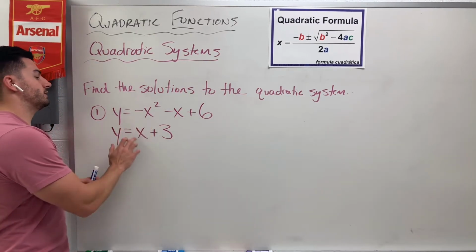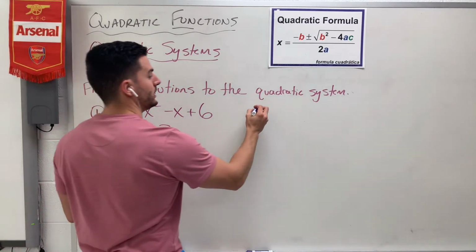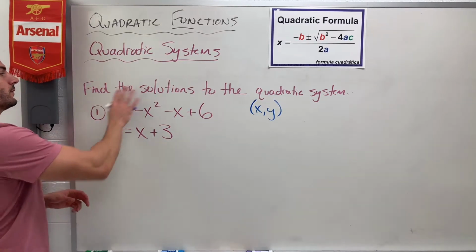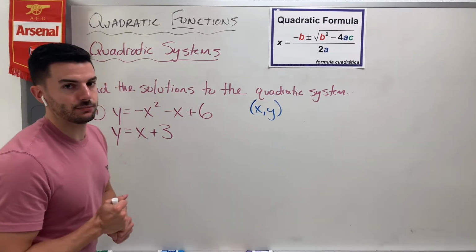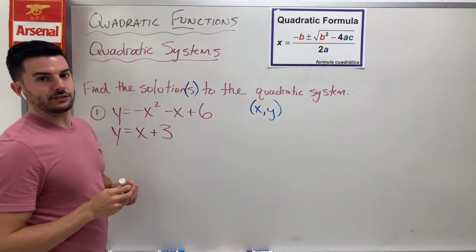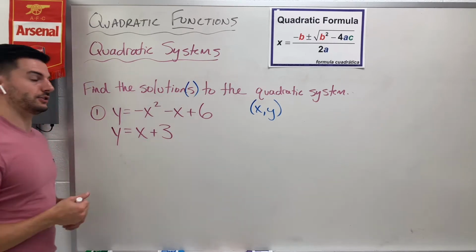You notice both of these have x and y values, so our answers are going to be x comma y ordered pairs. For this one, find the solutions to the quadratic system. It should say solutions with an s in parentheses because there's not always multiple solutions. Sometimes there's just one. Sometimes there's zero, like I said.